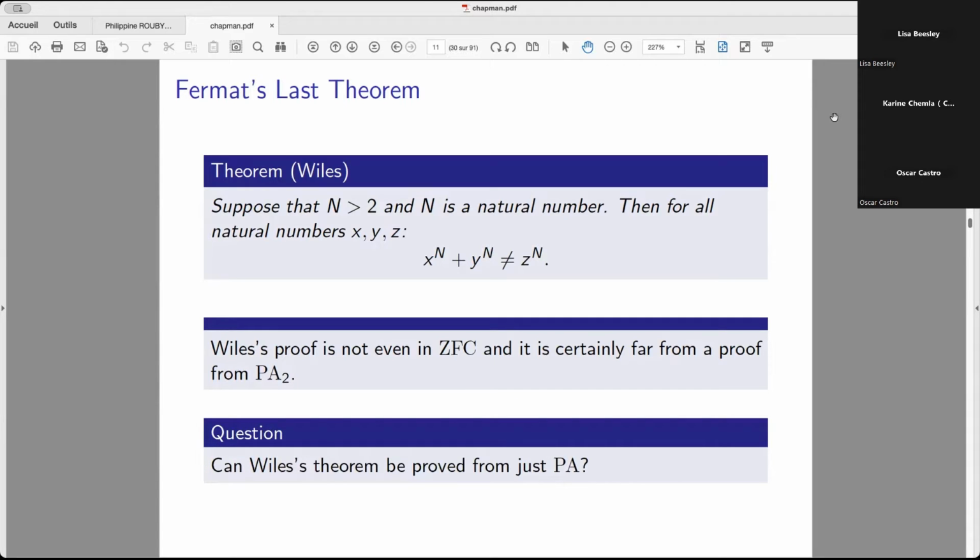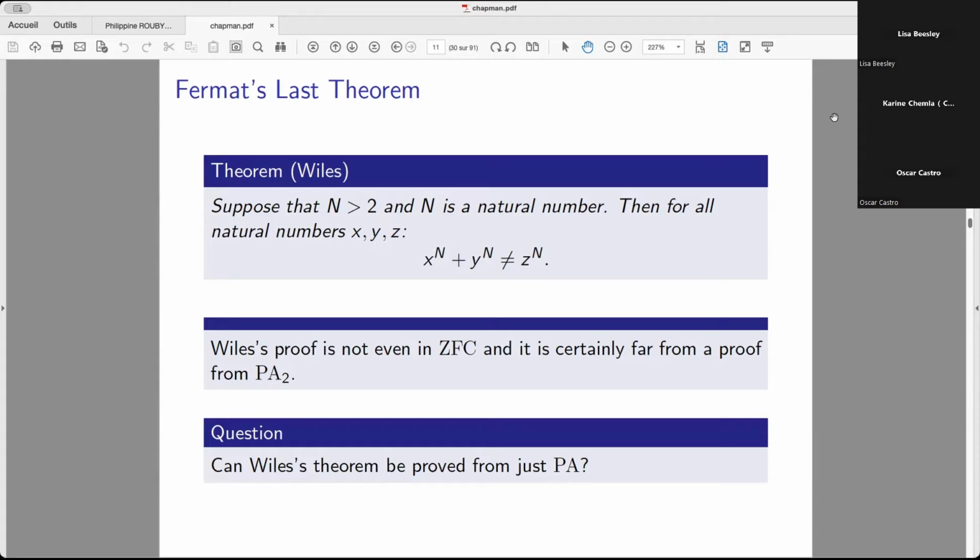Right. They're not provable, right? Yeah. Okay, so the question becomes, can you prove Wiles' theorem in just PA? The statement of PA. Okay, so I'm dropping all the way down to PA. I'm not even going to allow second order number theory.